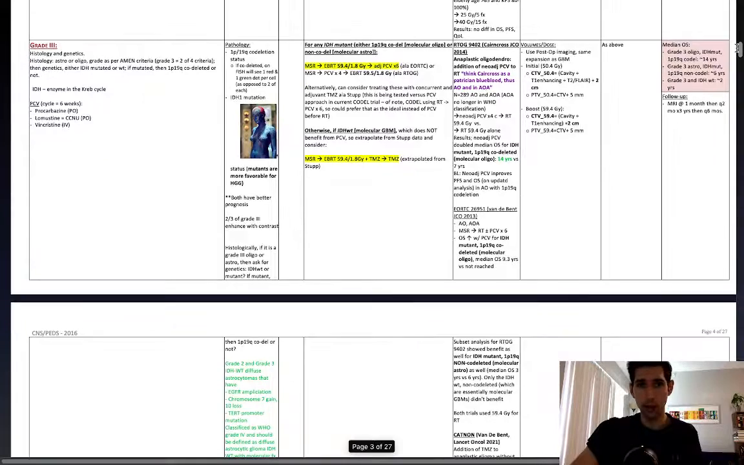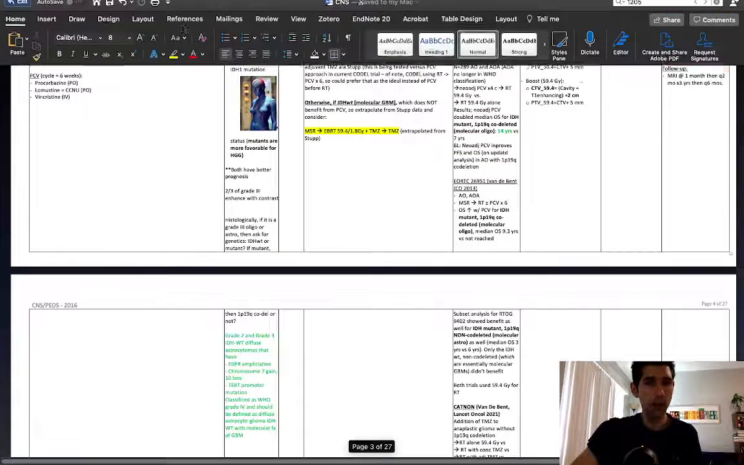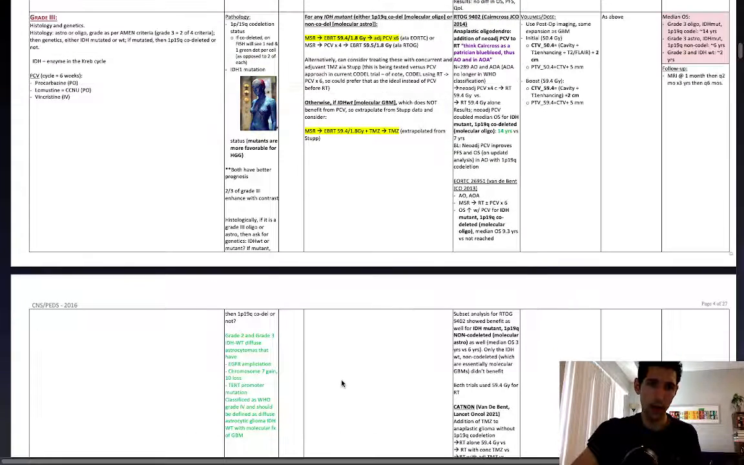IDH is an enzyme in the Krebs cycle. Chemo that you need to know for these grade 3 gliomas is PCV. One cycle is 6 weeks. P stands for procarbazine, PO, so it's by mouth. C is CCNU, which is lomustine, which is also by mouth. And V is for vincristine, which is IV.